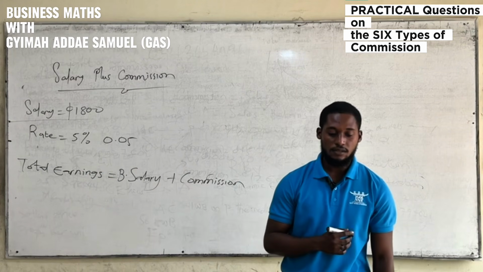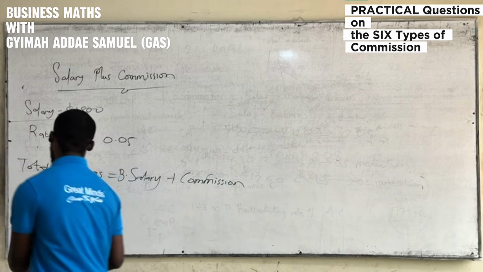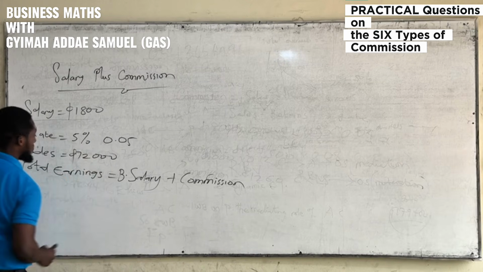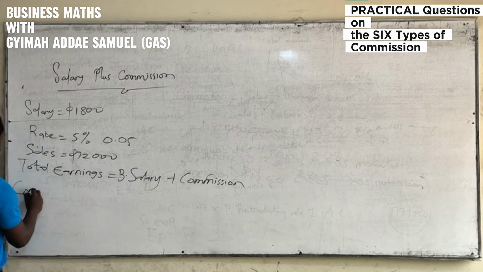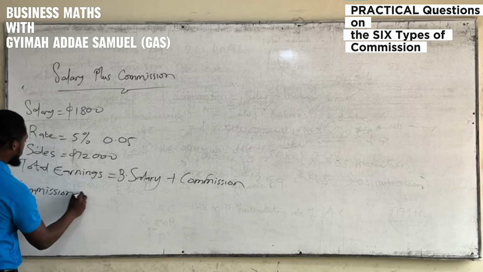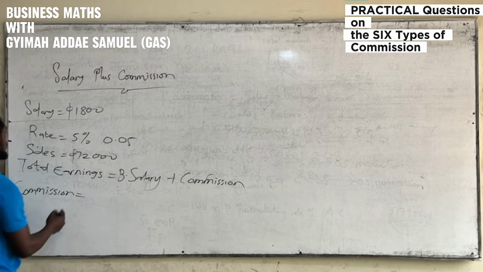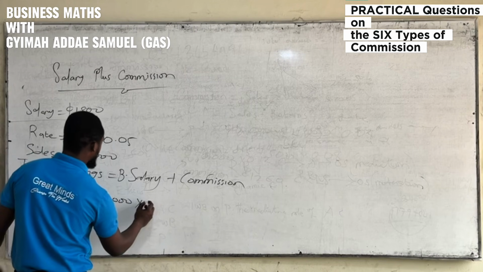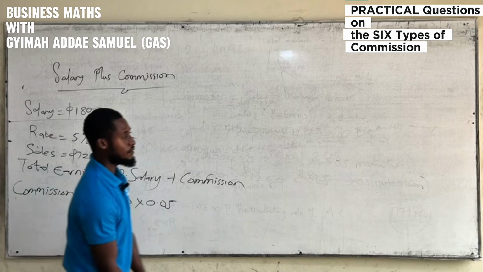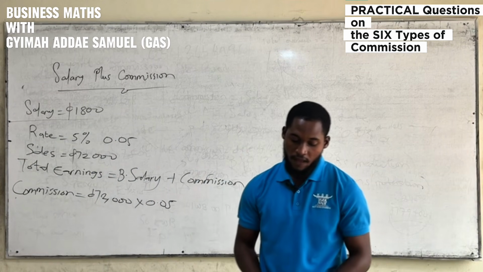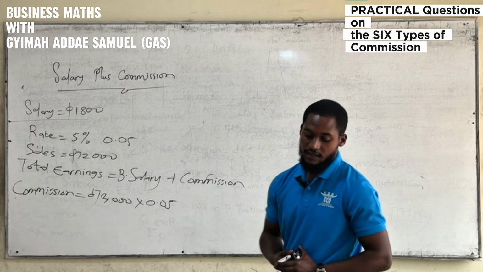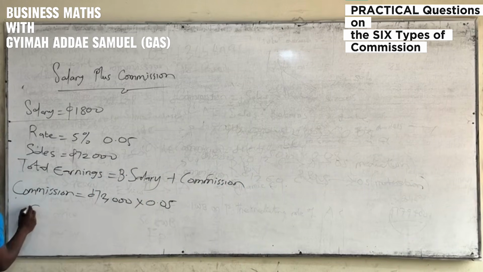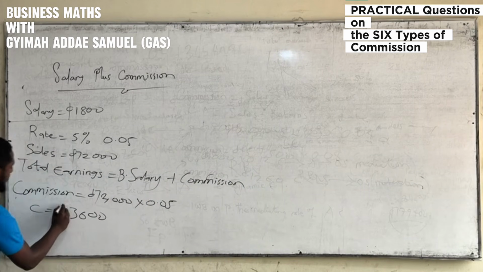Her total sales amounted to 72,000, so we have to provide the sales. The sales is 72,000 Ghana cedis. In computing the commission, we already know the formula, which is sales times rate. The rate and sales have been provided. The sales is 72,000 Ghana cedis and the rate is 0.05, or in other words 5%. So it becomes 3,600 Ghana cedis. That's the commission.